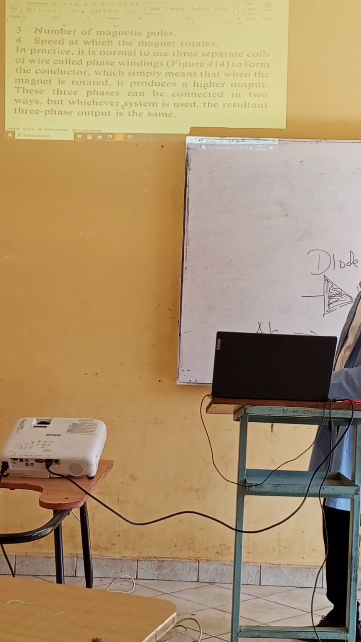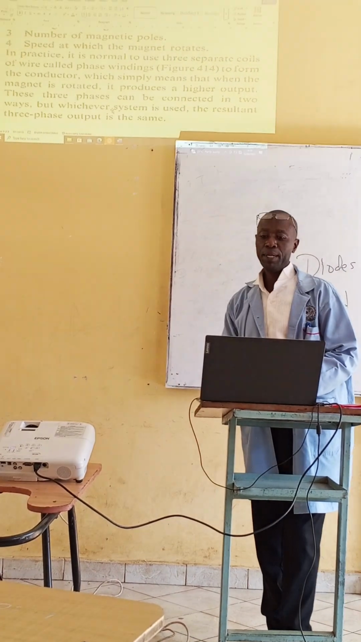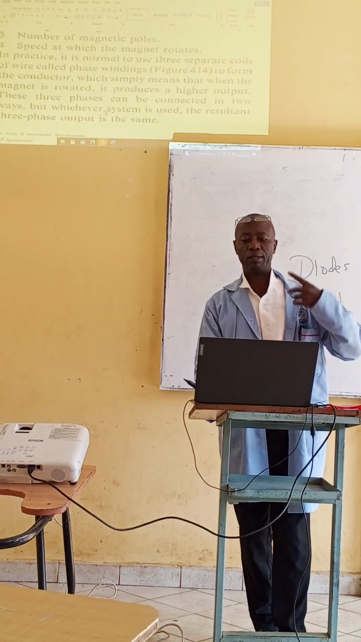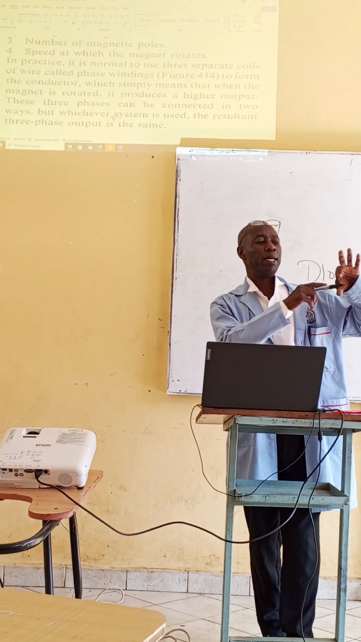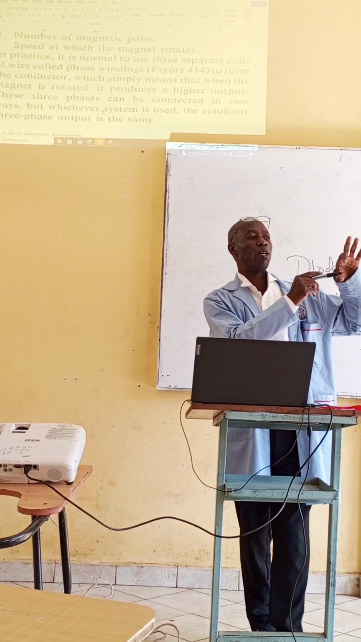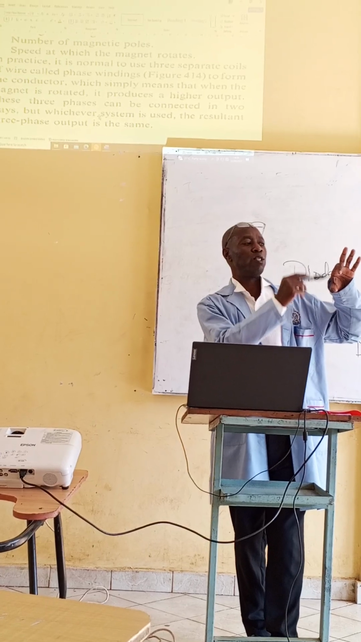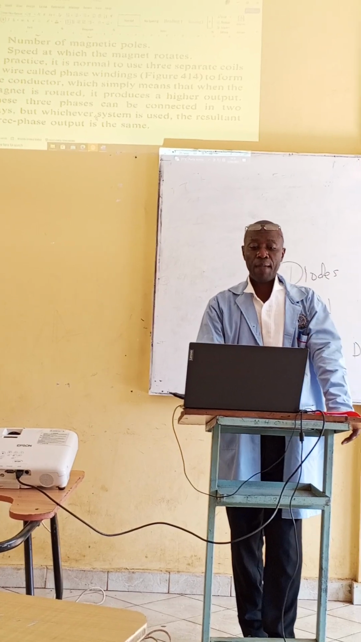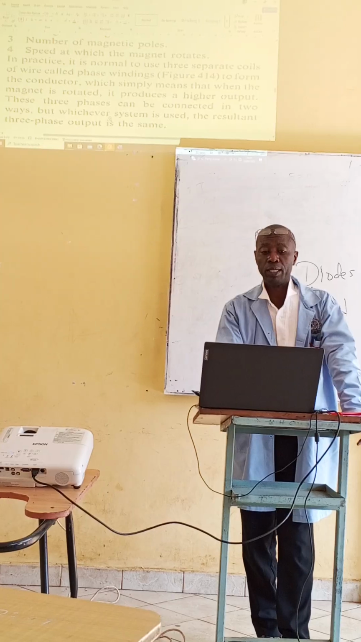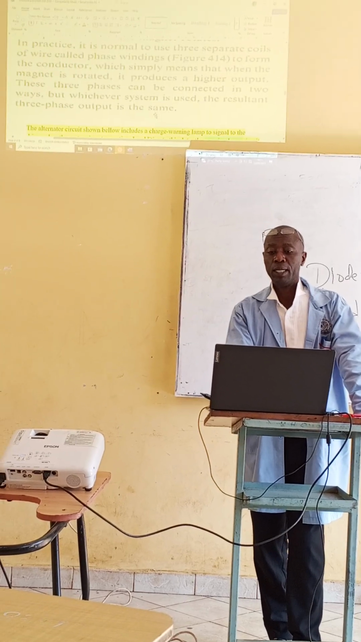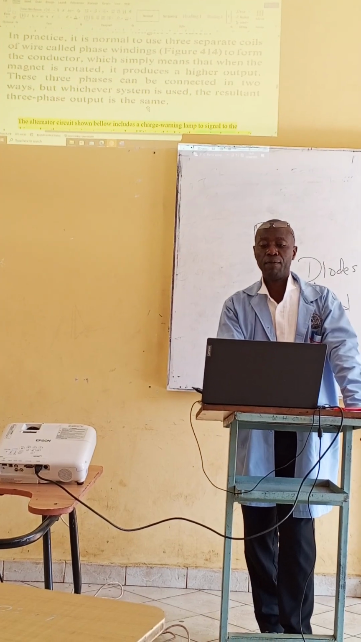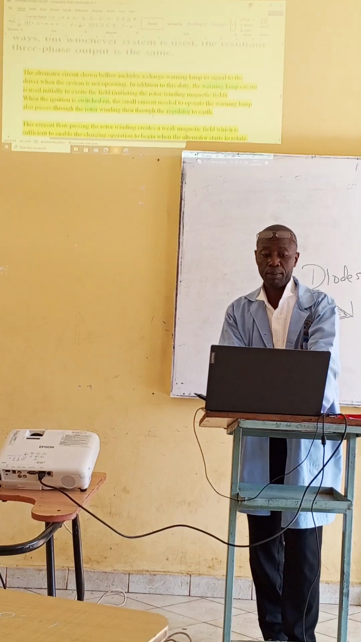So to form the conductor, this simply means that when a magnet is rotated, and here we have a north pole and south pole, a magnetic field is going to be induced. And these three phases can be connected in two ways. Whichever system is used, the resultant three-phase output is going to be the same.